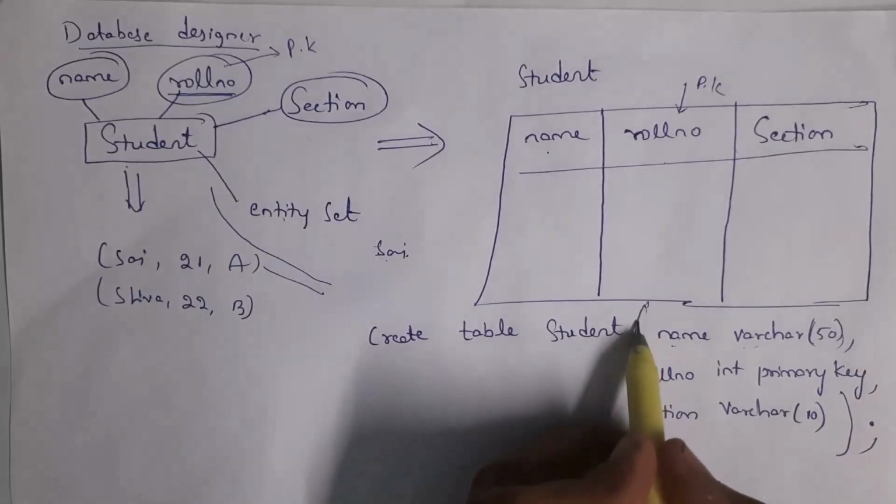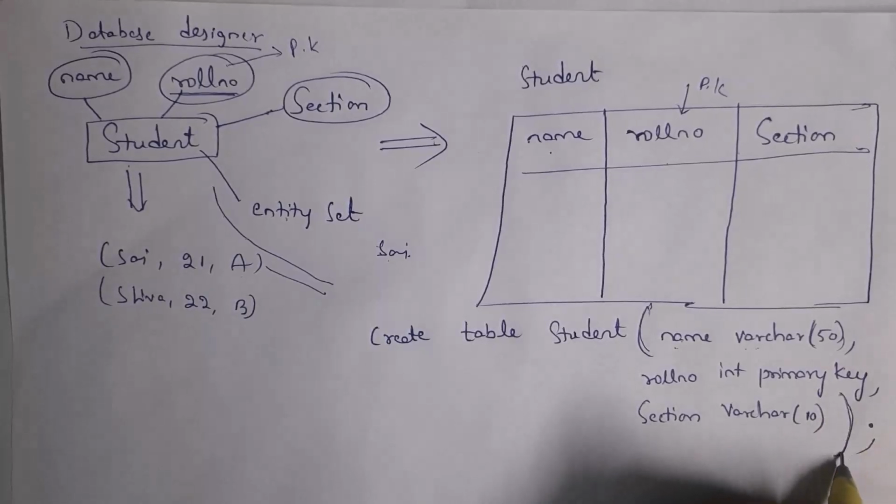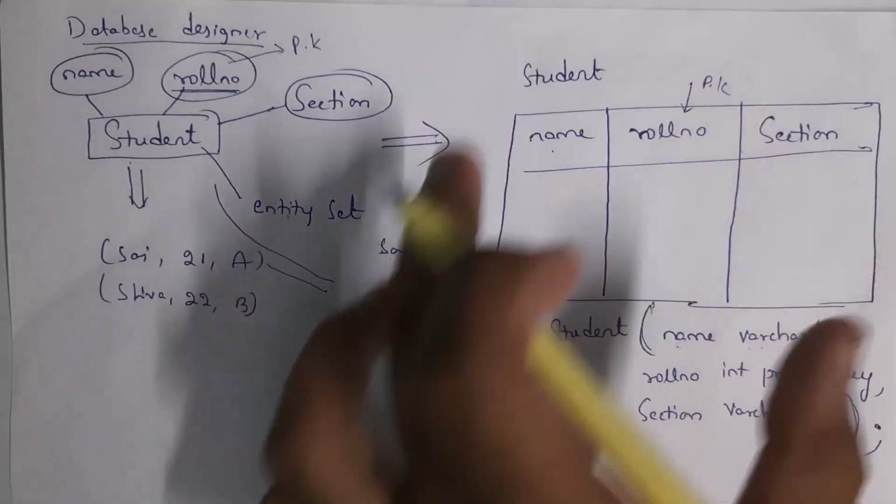I opened the student bracket, and now I need to close it. After closing the bracket, just give a semicolon. Whenever you run this code, it will create this table.